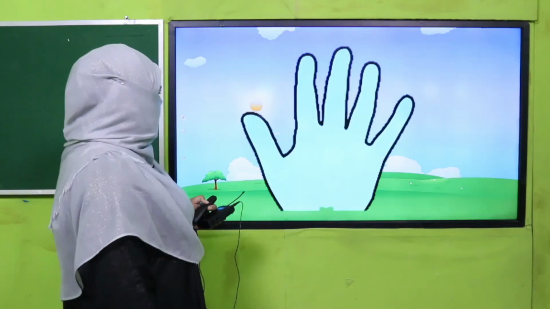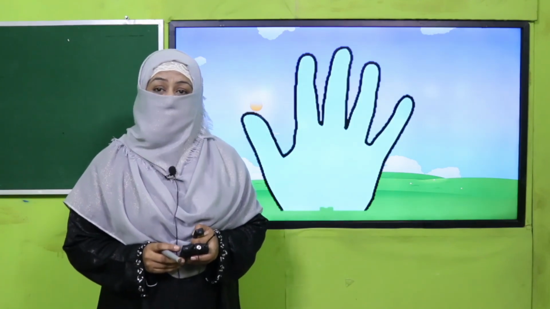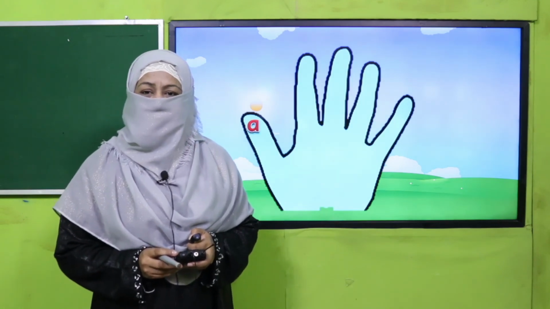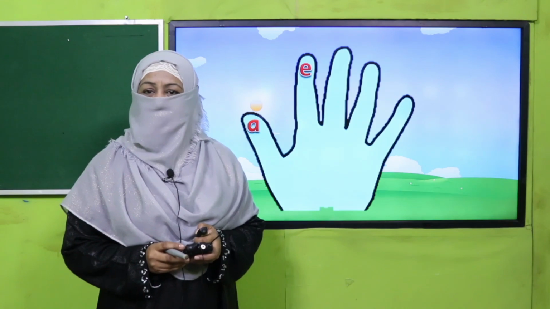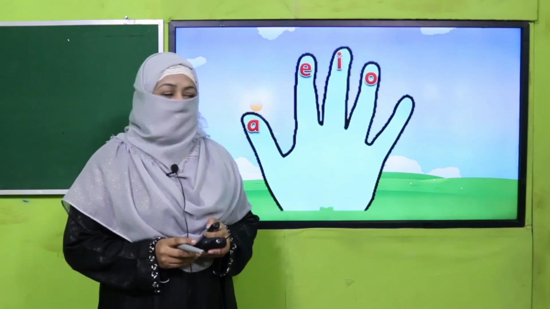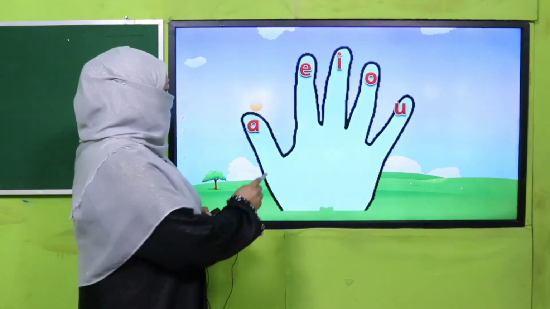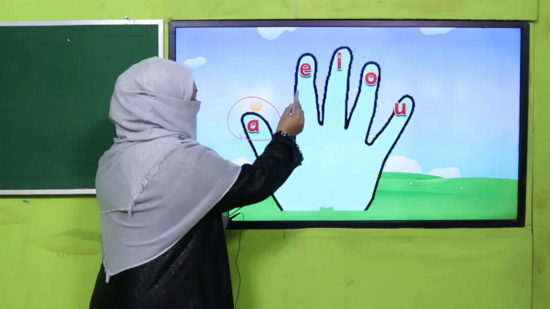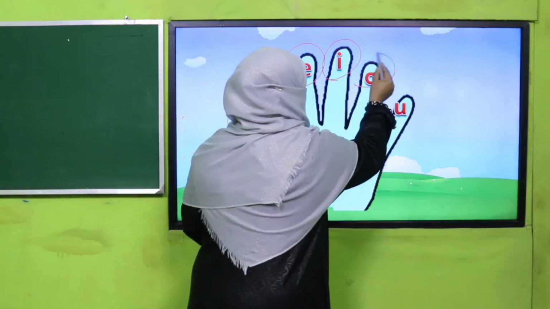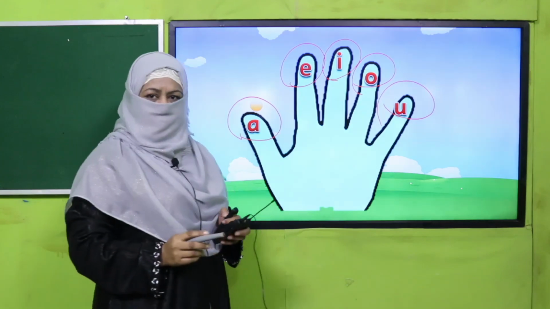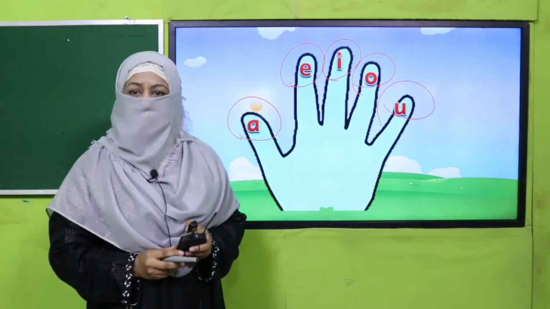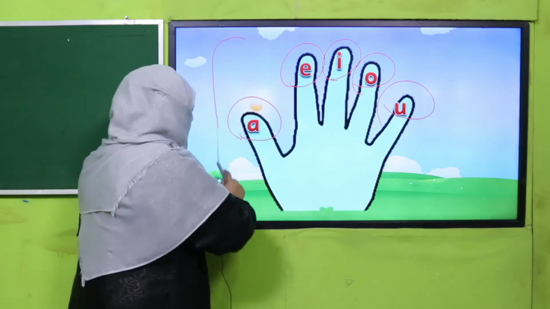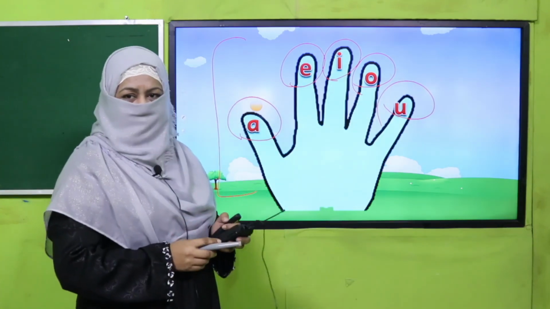So before starting, let's recall what are vowels in English alphabets. Do you remember what are vowels? Okay, then say with me: A, E, I, O, U. These are 5 vowels in English alphabets: A, E, I, O, U. So total there are 26 letters. Out of 26, these 5 are vowels, right?